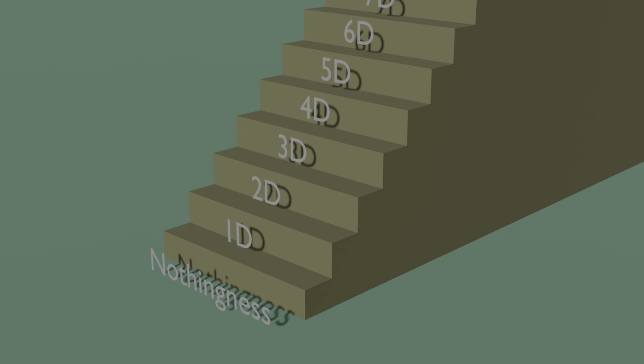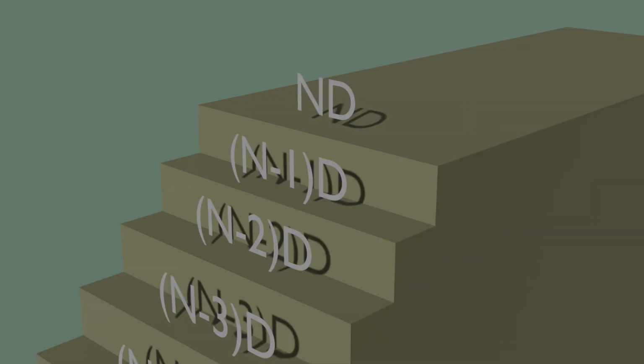For instance, the third dimension limits in its lower part with the second dimension, and in its upper part it limits with the fourth dimension, only if n is greater than 4. If n were equal to 4, it would be the nth dimension. Nothingness and the nth dimension are external to the universe. They are not part of it. They only represent its lower and upper bounds, respectively.